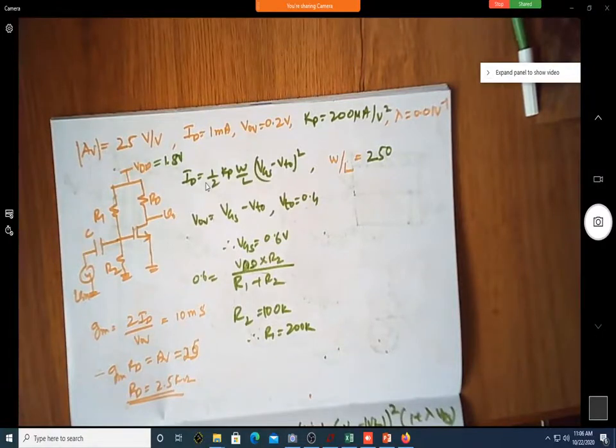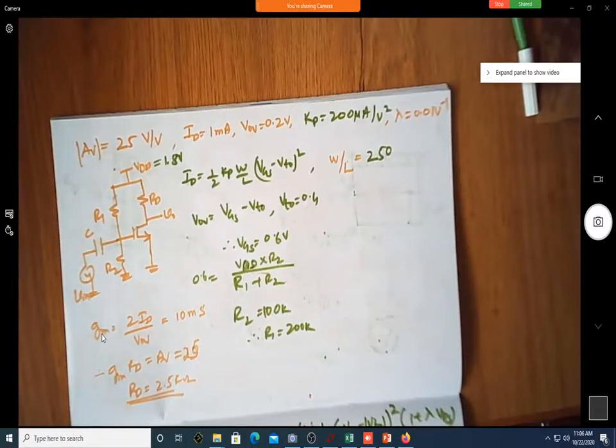Correct? Yes, sir. You can see VOV is nothing but VGS minus VTH. Since VTO or VTH is equal to 0.4, then VGS becomes 0.6. Am I correct? Yes, sir. Okay, this 0.6 is nothing but R2 into VDD by R1 plus R2. So this is a known equation. And if you assume, okay, let R2 be 100K, then R1 happens to be 200K, so that we get VGS of 0.6. Correct? Yes, sir.